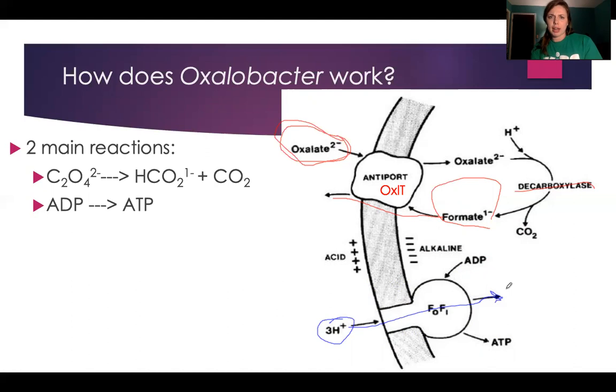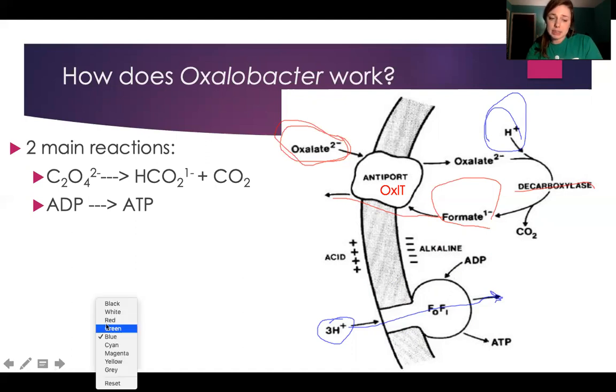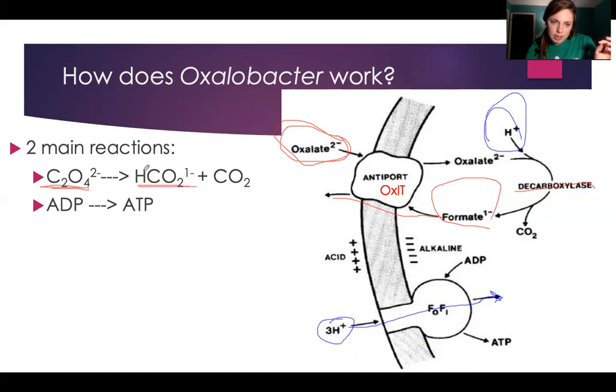But now we just have 3 hydrogens hanging out in our cell. So where do they go? Well, one of them is going to come up here, right by this oxalate, and it's going to be ready to go the next time that we need to convert oxalate into formate. And by the way, if you need to look at the chemical formulas, if that makes better sense, I completely understand. This one right here is oxalate, and this one right here is formate. So you can see that we need this hydrogen right here to make the formate. All right, so that's where one of them goes. It's going to be chilling out up here.